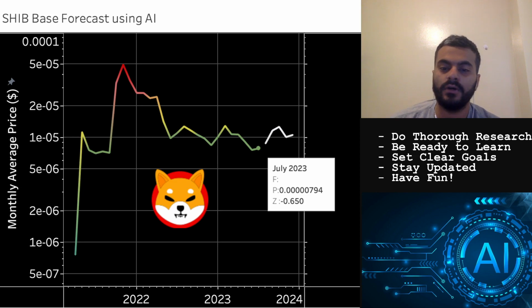So for July, the z-score, you can see that it is negative 0.65, and the average price was actually after 5 zeros 078794. And most of the altcoins that we have covered on the channel so far, at least the top 100 ones, excluding Bitcoin and Ethereum, have had a z-score between negative 0.50 and negative 0.85, and Shiba Inu is not an exception to this rule.